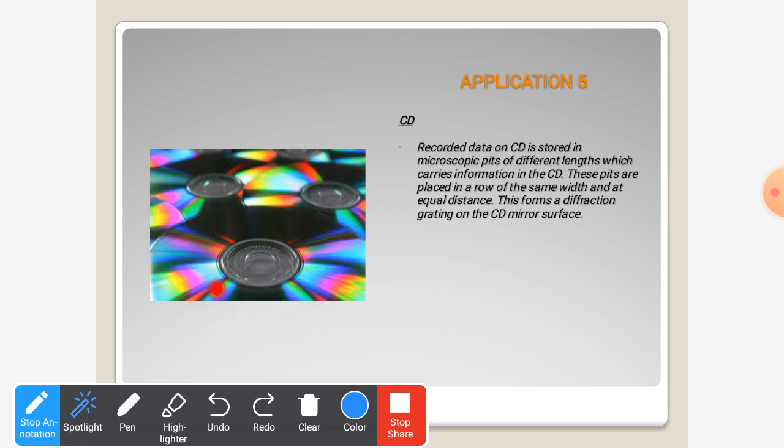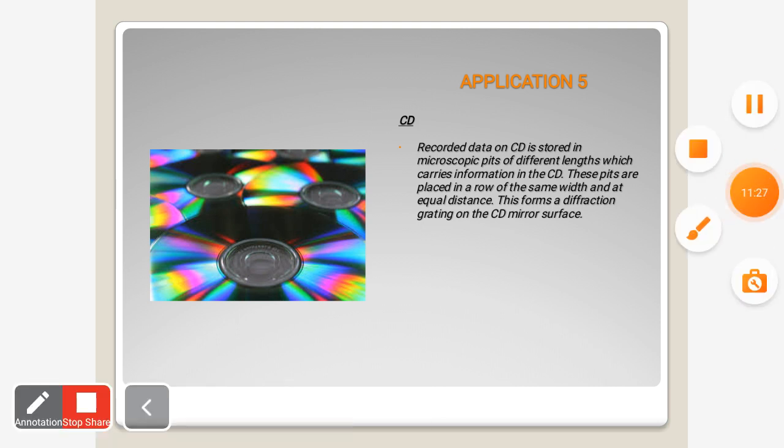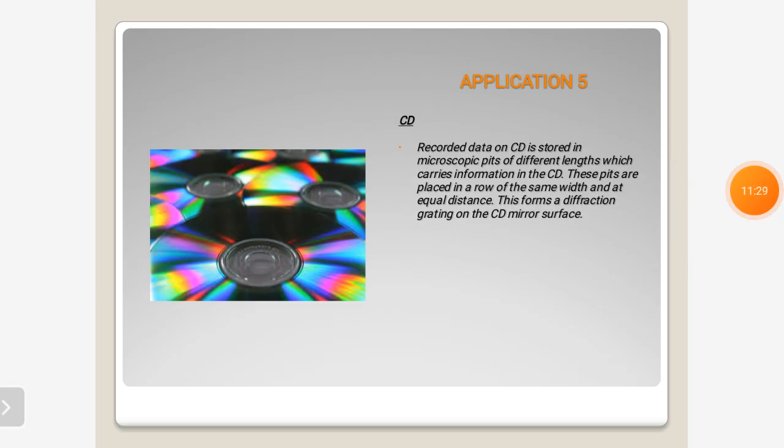So by the diffraction process, we get the spectrum on the CD. These were the applications of diffraction. So this was my topic: interference and diffraction of light.